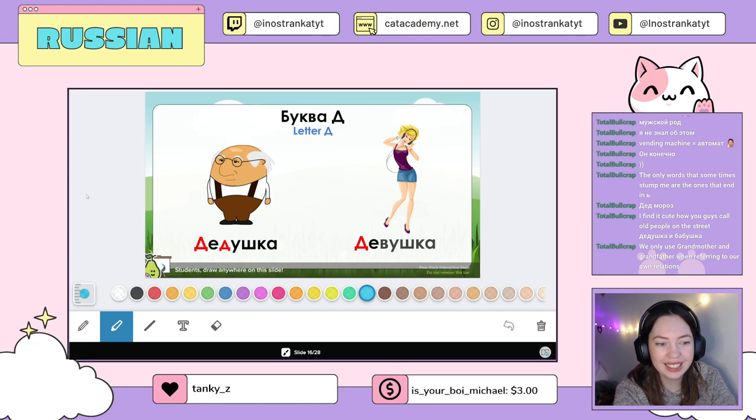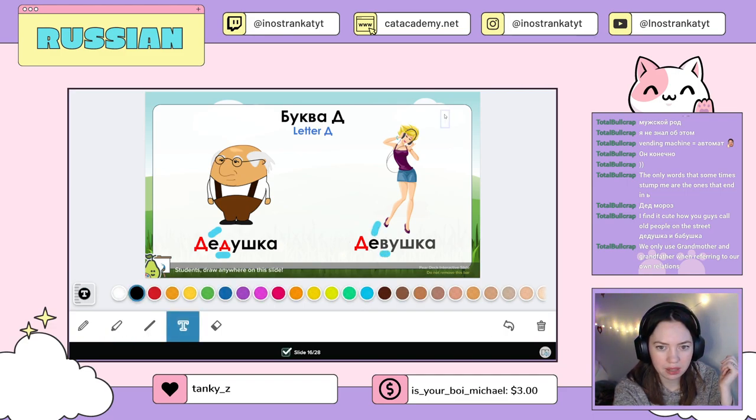So again, here are two words that could be confused easily. The only difference is the third letter, дедушка and девушка. Obviously she's a woman, so она, and дедушка is obviously a male, so он. We only use grandmother and grandfather when referring to our own relations.